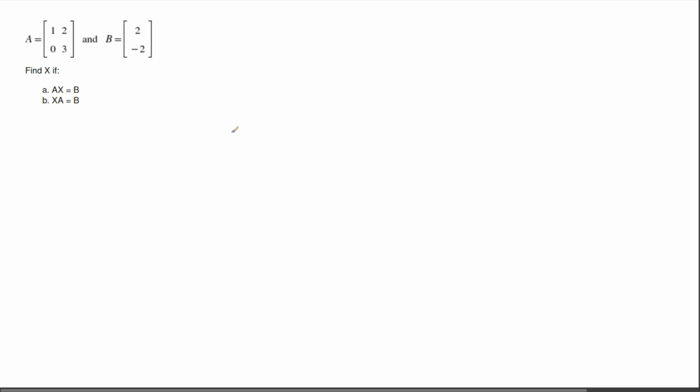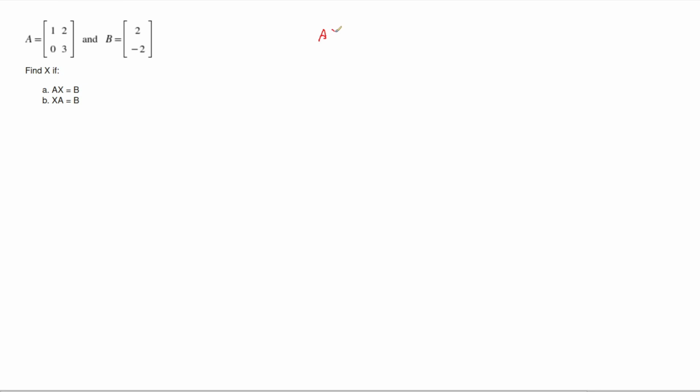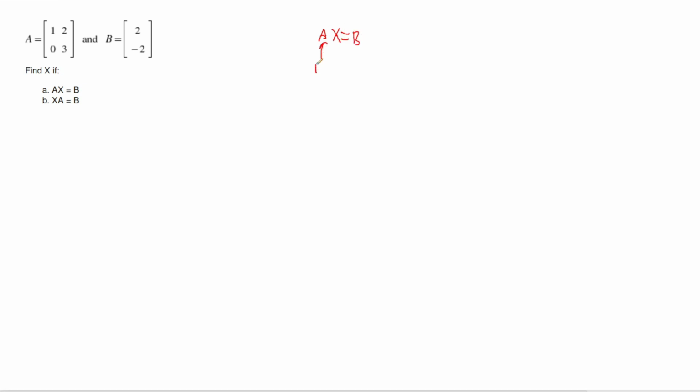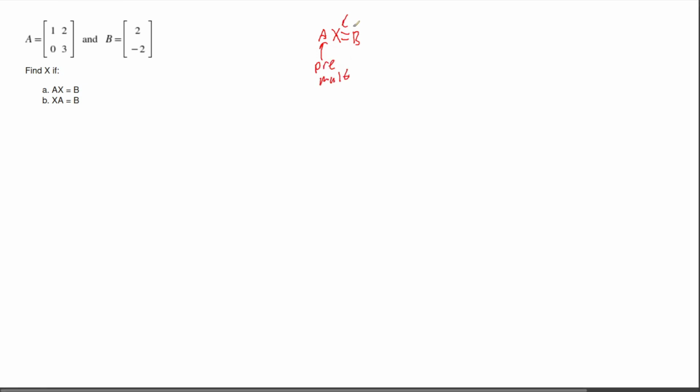Hi, in this video I'm looking at this problem where we've got these two matrices and they are part of these matrix equations. For the first one I've got AX equals B, and for my second one I've got XA equals B. The reason there's a difference between these two is that with the first one, where we've got A times X equals B, A is what's known as pre-multiplying onto my unknown matrix.